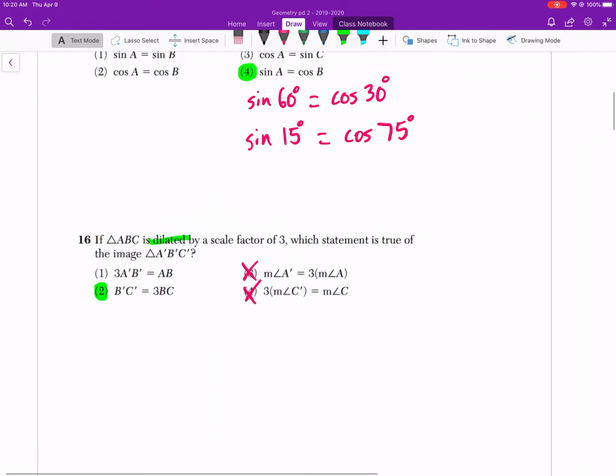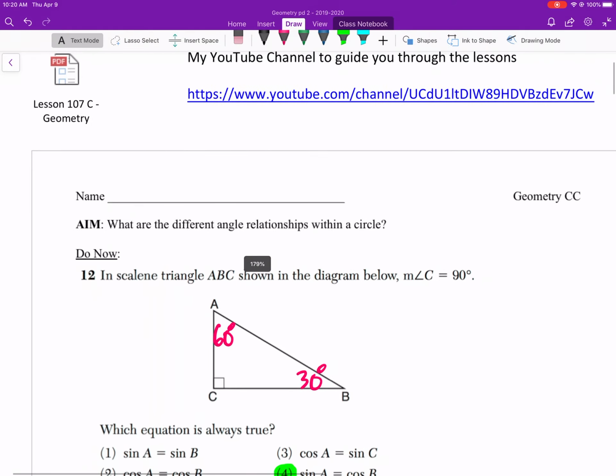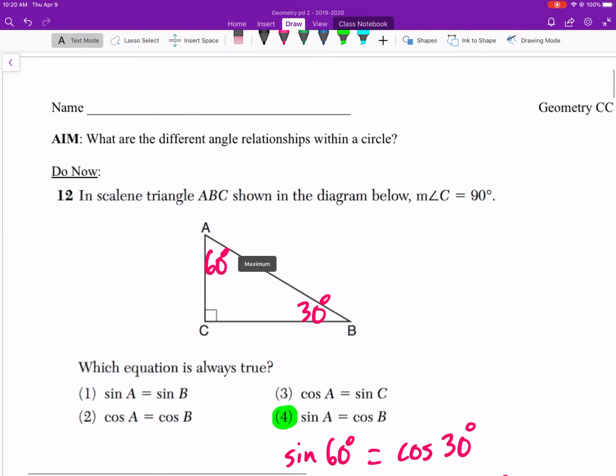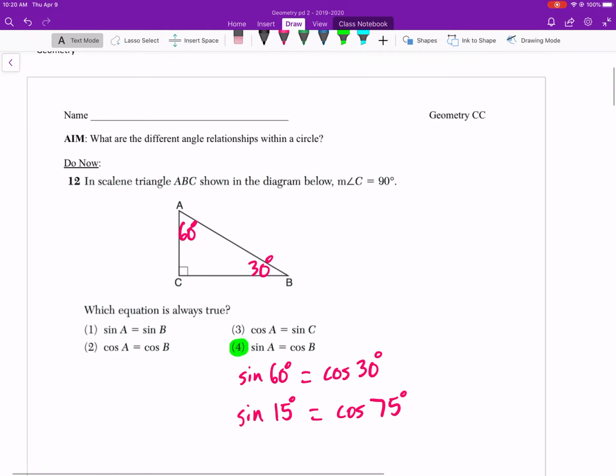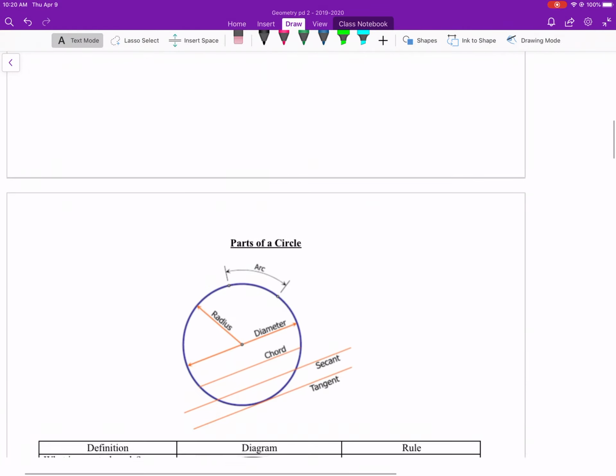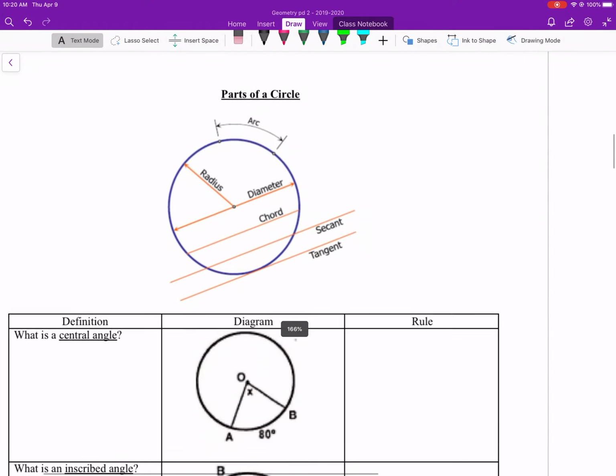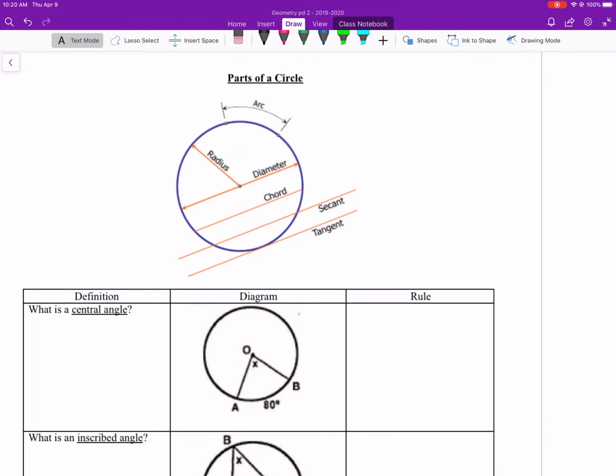All right? So guys, this is very new. Module 5 is all about circles. It says, what are the different angle relationships within a circle? So we're going to basically be going through almost this entire worksheet in the video because it is so new and there's a lot of fundamentals we have to make sure are taken care of.